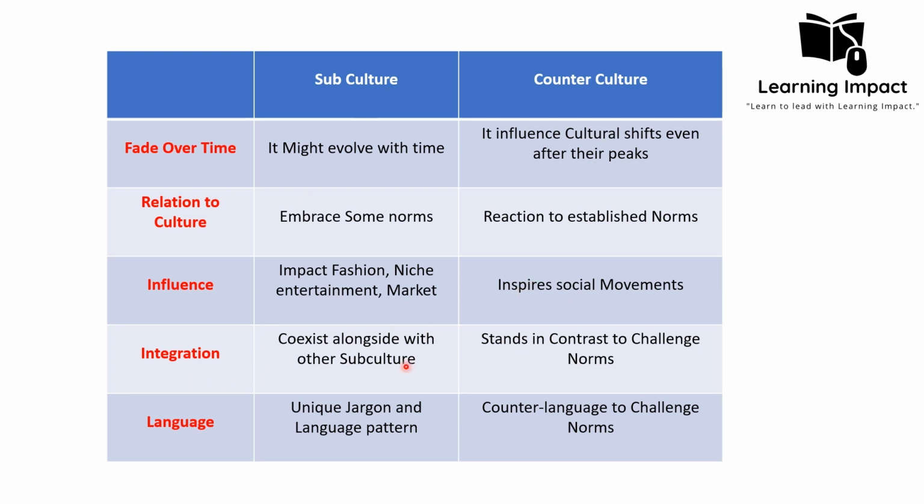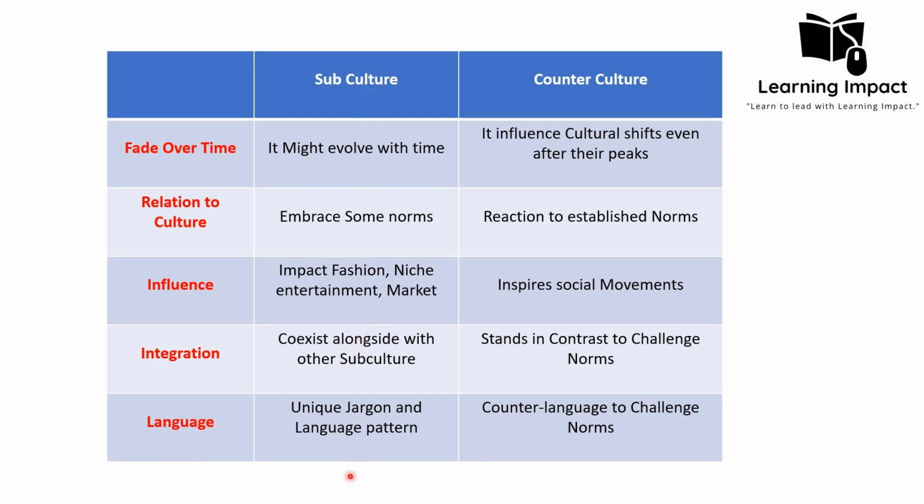Then integration. Subculture coexists alongside other subcultures. It is not necessary that a country or a society should have only one subculture. For example, Indian society has many subcultures: the Muslim culture, the Christian culture, and also subcultures on the basis of caste. So one subculture can exist along with others, so it is more integrated in nature, compared to a counterculture which stands in contrast to challenge norms. It is a culture that demands something distinguishing for itself, and it does not show much integration as compared to a subculture.